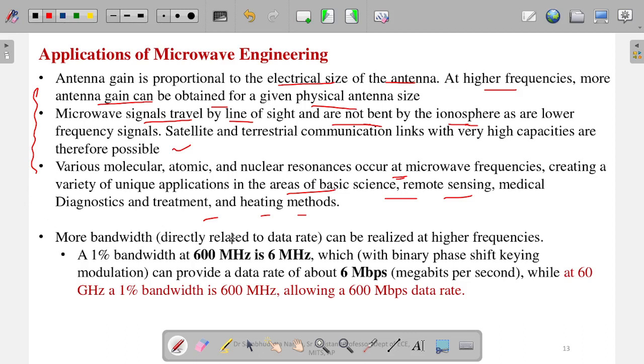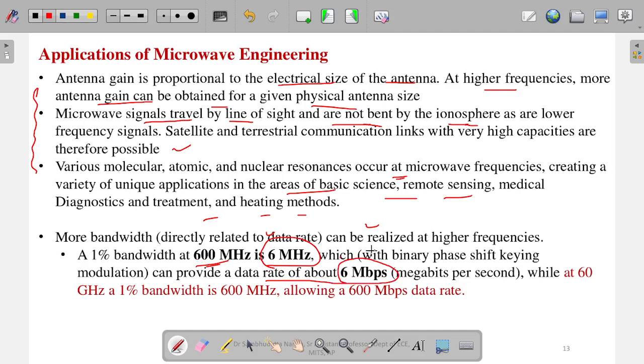More bandwidth is directly related to data rate. If more frequency is there, then your data rate, meaning the speed at which data can be transferred, will increase. So more bandwidth can be realized at higher frequency. If I say 600 megahertz frequency is there and only 1% of bandwidth is taken, then that comes to 6 megahertz, which can provide a data rate up to 6 Mbps.